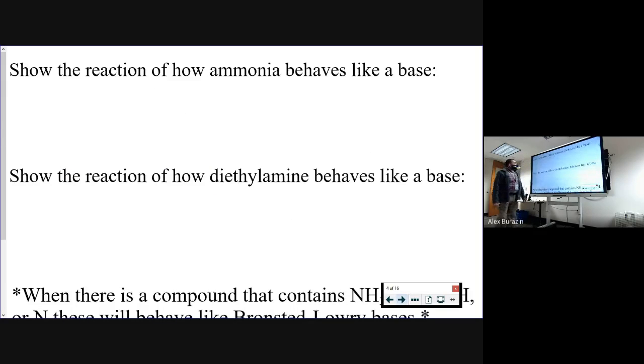All right, so let's keep going. Show the reaction for how ammonia behaves like a base. So ammonia is a base. However, it's one of the few bases we used last year that doesn't have hydroxide in the formula, and that makes it more difficult to realize it's a base. Ammonia is NH3. To show you that it's a base, I'm going to add it to water. Sorry, I suppose this would not be aqueous yet. Ammonia is a gas at room temperature, by the way.